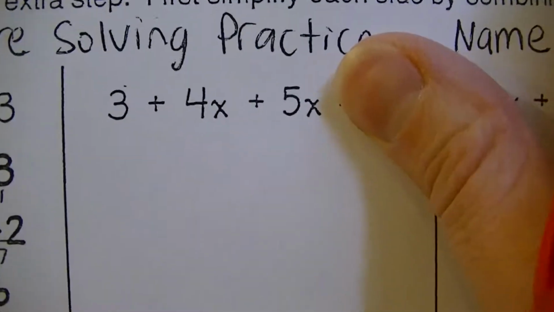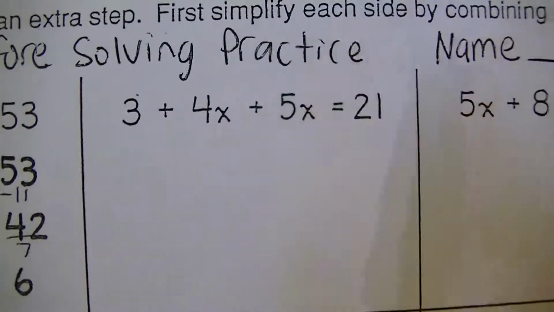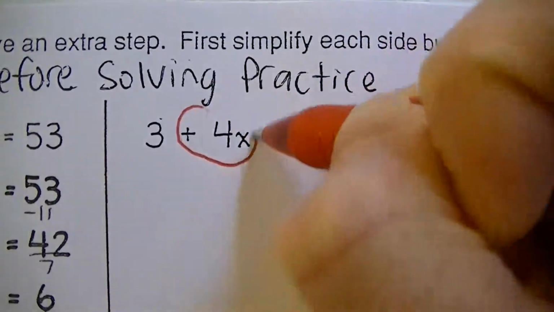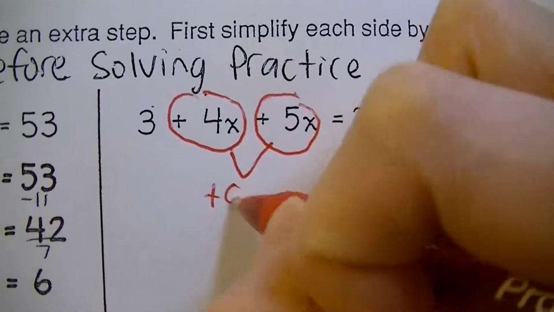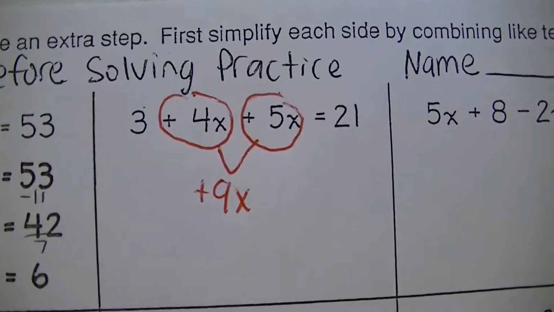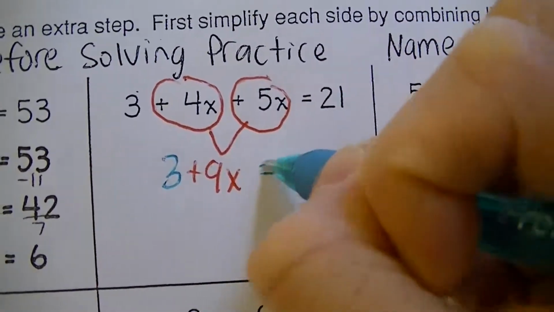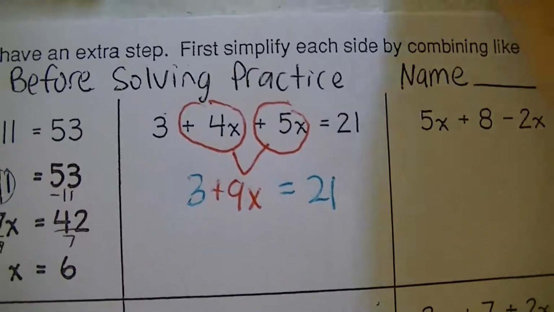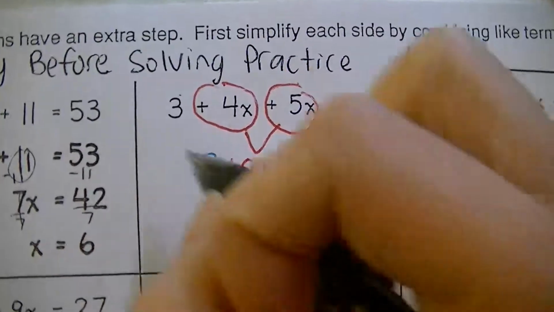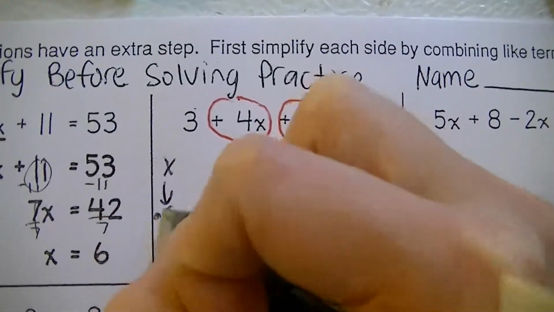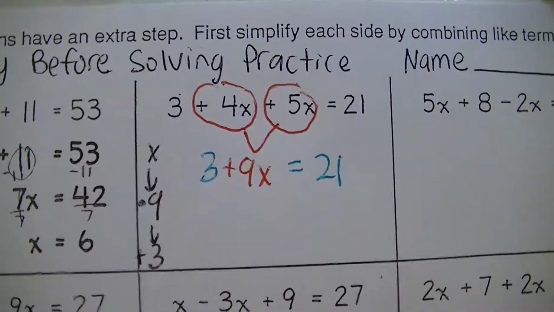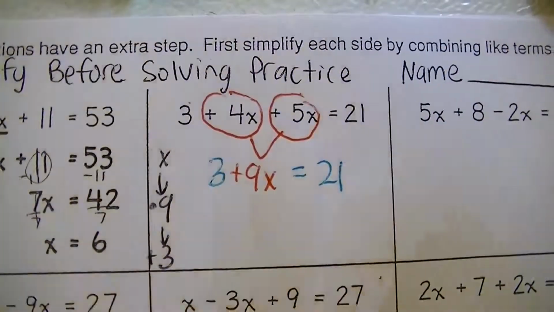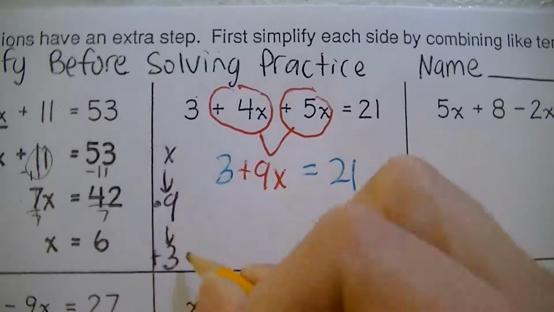Okay, so you see on one side of this equal sign, there's a 4x and a 5x. You're going to add those two together. 4x plus 5x is a positive 9x, and then bring everything down. So I have that 3 right there, the equal sign and the 21. Then from there, that's what you're going to build. So you're going to start with x, multiplied it by 9, and then after that they added 3. So the inverse operation of adding 3 is to subtract 3.